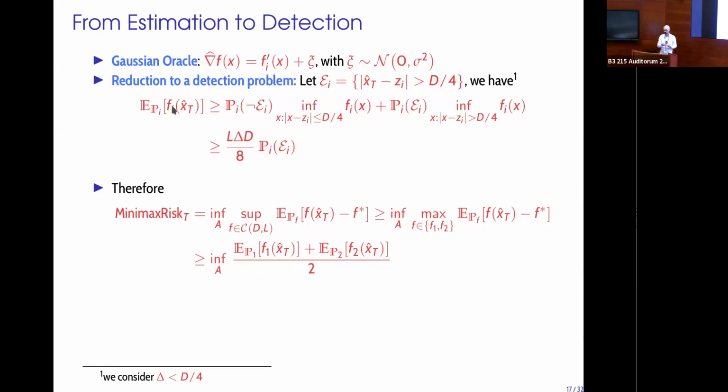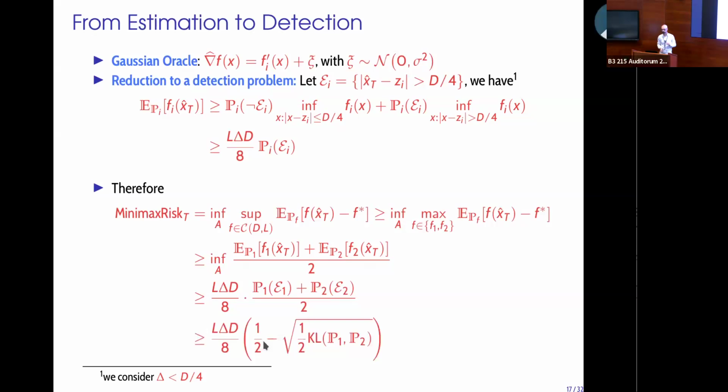And now I can use this lower bound here. The suboptimality of these is greater than the probability that you are far multiplied by this constant. So now I get this constant times the probability that you are far in one case, plus the probability that you are far in the other case. These are the two functions. Now we need the lower bound of the probabilities. We can use Pinsker's inequality, and Pinsker's inequality tells you that this thing is lower bounded by 1/2 minus the KL divergence between P1 and P2.